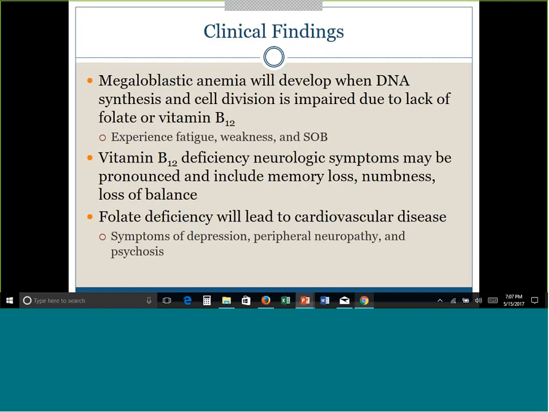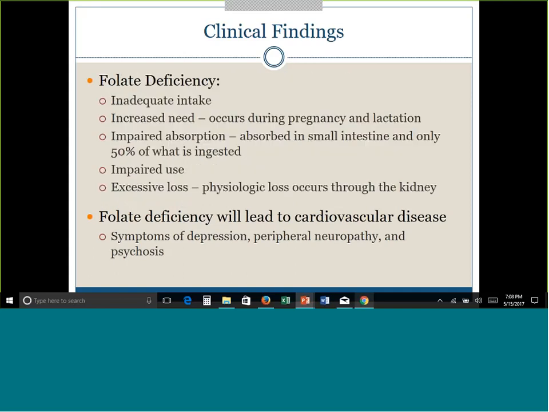Of course, our clinical findings, what we're going to experience with the patients, same kind of symptoms of anemia: fatigue, weakness, shortness of breath. So those same anemia symptoms are there because, again, they're not making red cells to produce oxygen out to the body. With B12 deficiency, when that gets severe enough, that also has some neurological symptoms, such as memory loss, numbness, loss of balance. If folate deficiency gets severe enough, that can really affect your heart with cardiovascular disease. So there's some other things there because these are big nutrients for our body. We need them in many different processes.